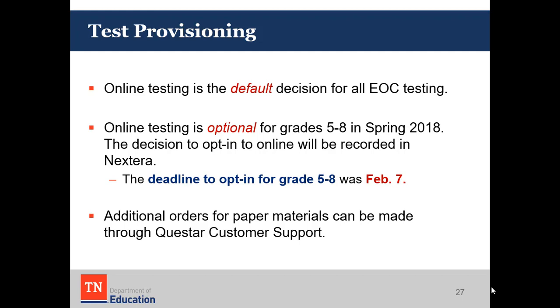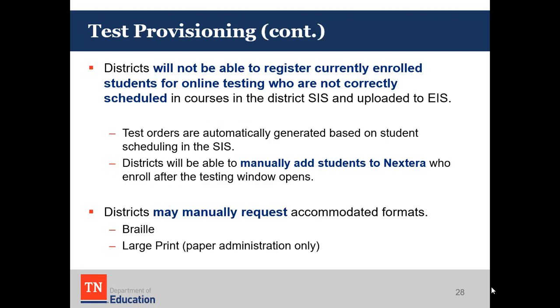If you need additional orders for paper materials, they can be made through Questar customer support. Districts will not be able to register currently enrolled students for online testing who are not correctly scheduled in courses in the district SIS and then uploaded to EIS. Test orders are automatically generated based on the student scheduling in the SIS.